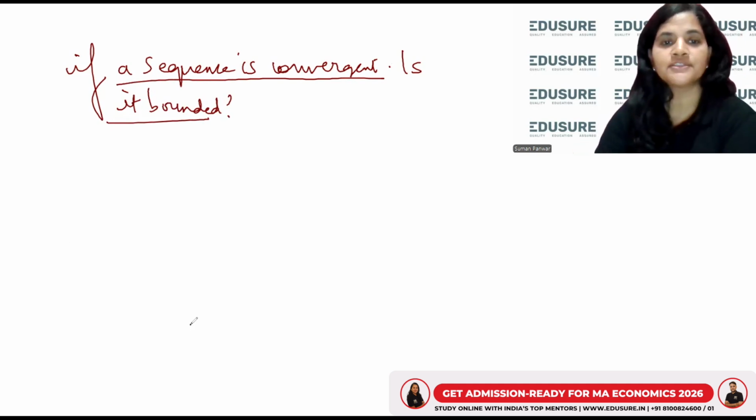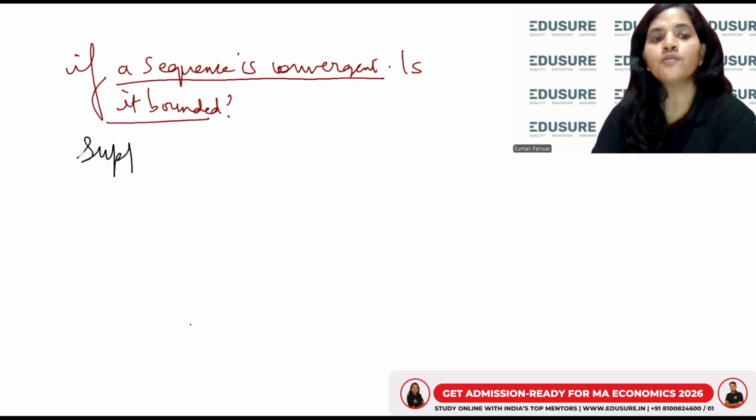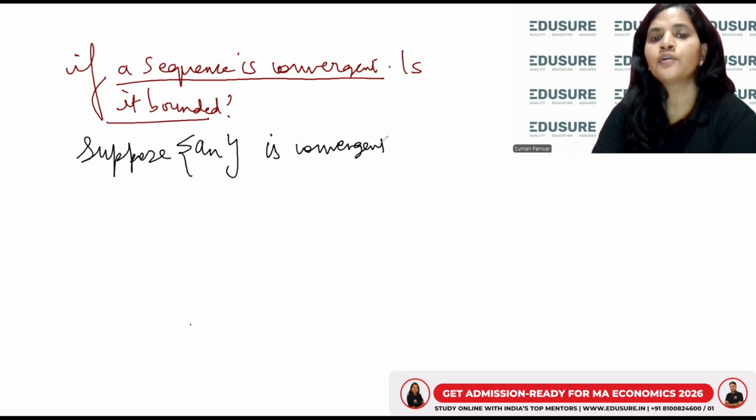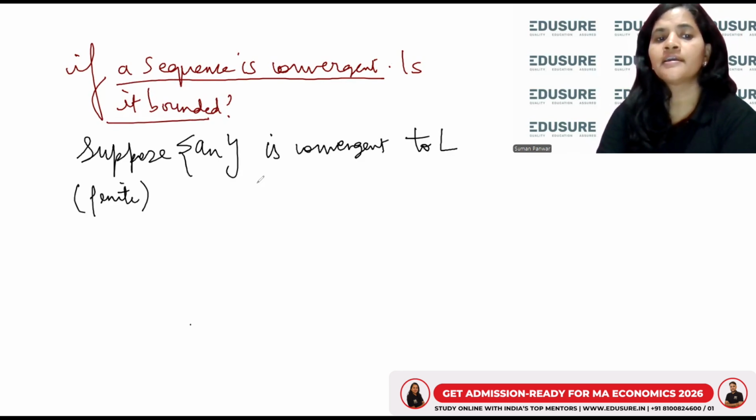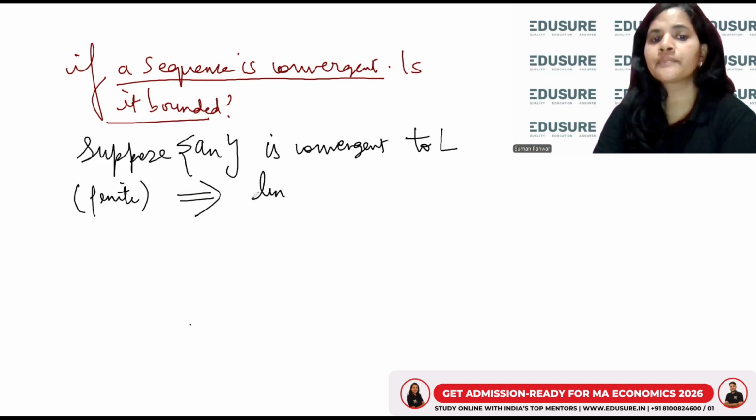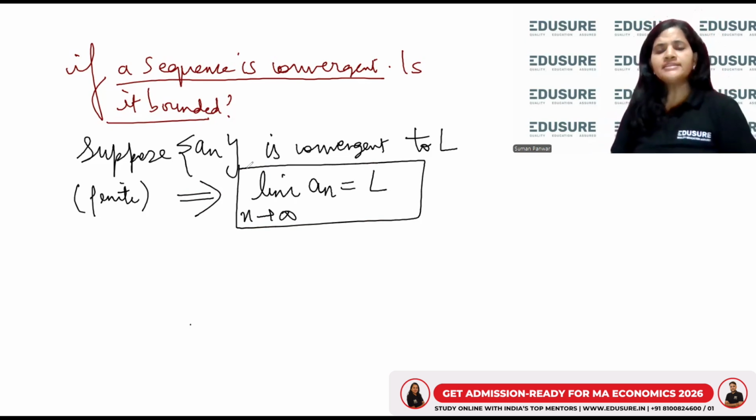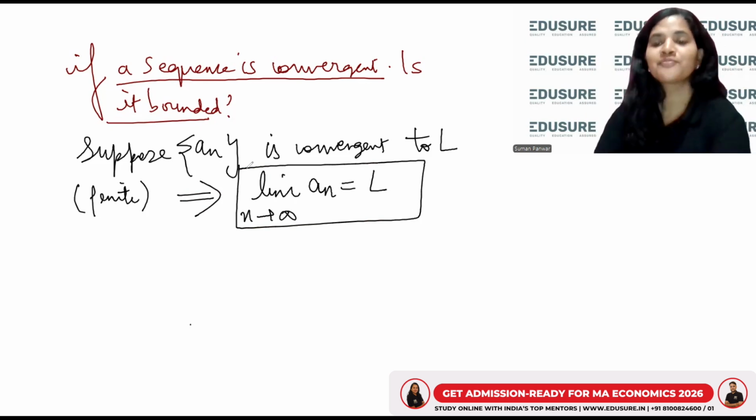So suppose the sequence a_n is convergent to L, where L is finite. This implies that the limit as n tends to infinity of a_n is equal to L. So that means given any epsilon, I will have a natural number m satisfying something.